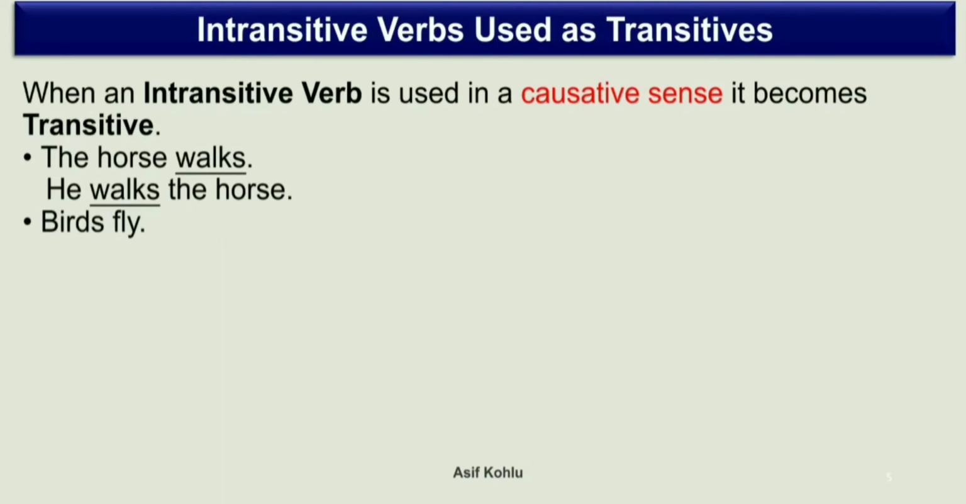Secondly, birds fly. Now the action is done by the birds themselves. There is no other force or action that causes the birds to fly. But in the second sentence, the boys fly their kites. Now here, the boys fly their kites means cause to fly. In the first sentence, birds fly, the action or the sense is completed by the doer of the action. In the second sentence, the doer of the action is causing something, meaning cause their kites to fly. This is how some intransitive verbs are used as transitives.